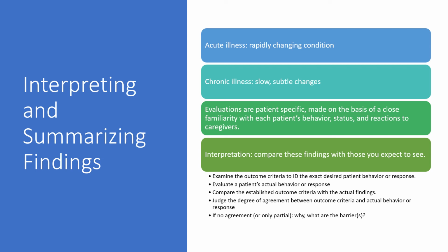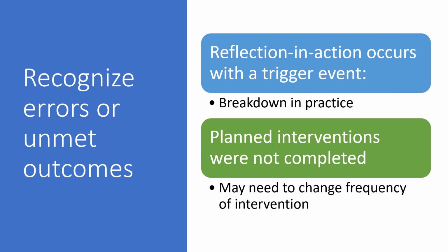So what did you see before when you determined that they had this nursing diagnosis? What are you seeing now? What would you see in other patients with similar problems based on the same care? What kind of barriers are you encountering with those findings? Recognize errors or unmet outcomes.